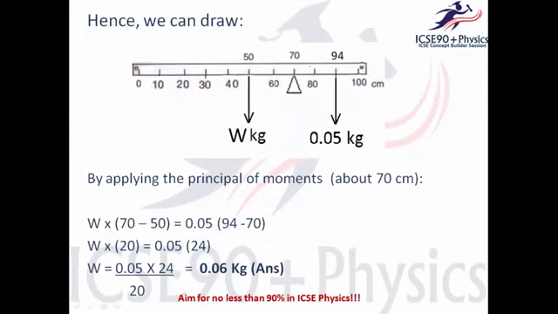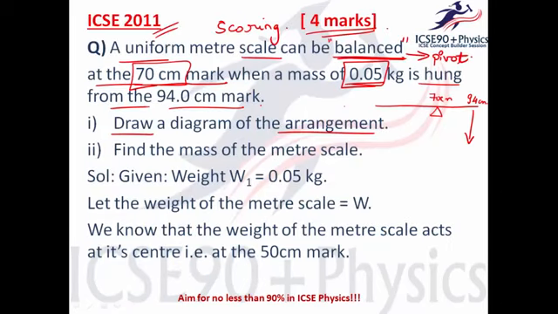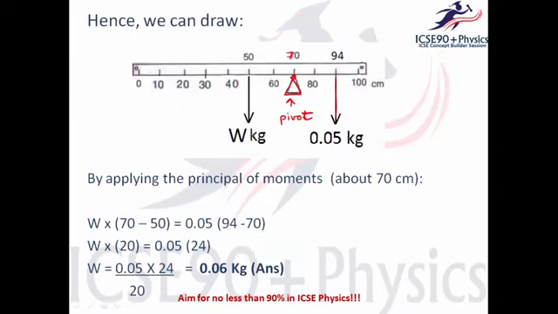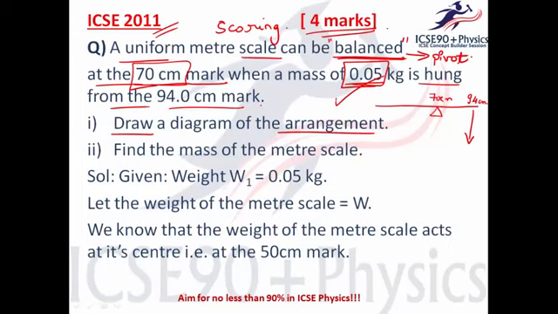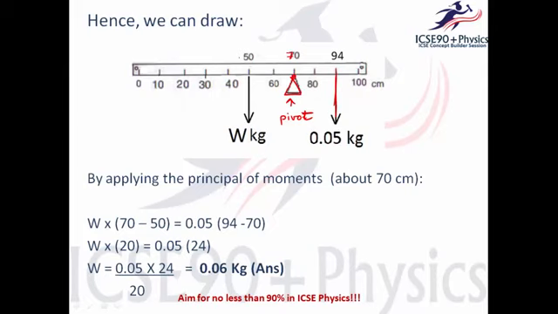So this is how the diagram would appear. Remember, the pivot is represented by a small triangle. So this balance point is at the 70 centimeter mark, with the weight of 0.05 kg acting at the 94 centimeter mark as shown. Secondly, we are asked to find the mass of the meter scale. We have already seen that the mass of the meter scale always acts at the midpoint, that is at the 50 centimeter mark.